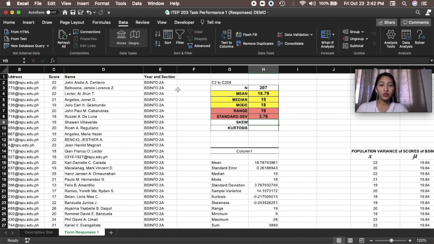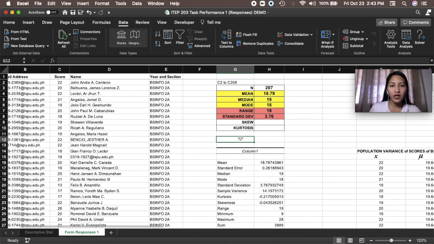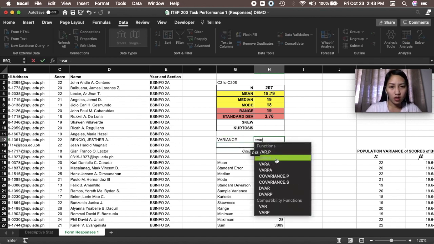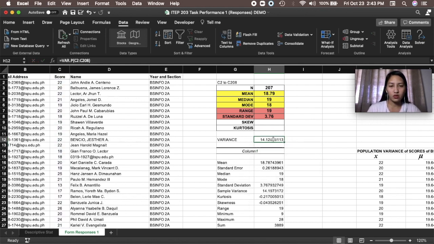Okay? So, sometimes may mga discrepancies kasi usually pala ang kinukuha na ng descriptive statistics ng Excel ay tinitreat niya to as sample and not as population. But in this case, population ito. So, it should be 3.76. Okay? Andyan din yung variance. Andyan din si standard deviation. So, dito mo makukuha yung variance niya. Okay? Let's see kung merong variance. Meron pala variance P. So, C2 to C208. So, there is our variance.